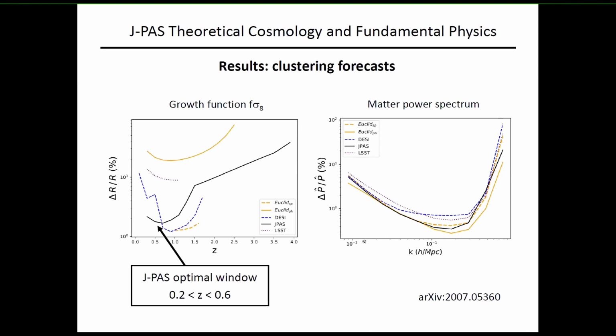Finally, I also show as a comparison the precision for the matter power spectrum for J-PAS and other surveys. Again, you can see that the maximum precision is achieved for scales around 0.2 h inverse megaparsec. For almost all the surveys, this is the most precise region. This depends essentially on the volume of the survey, and in all the scale range, all the surveys are very comparable. So this is all. Thank you.